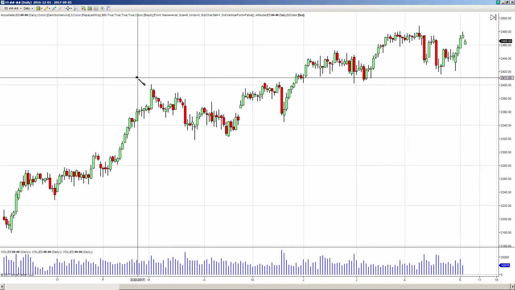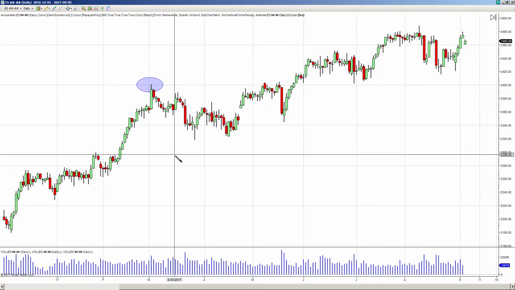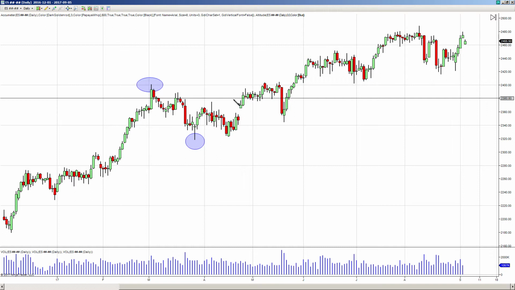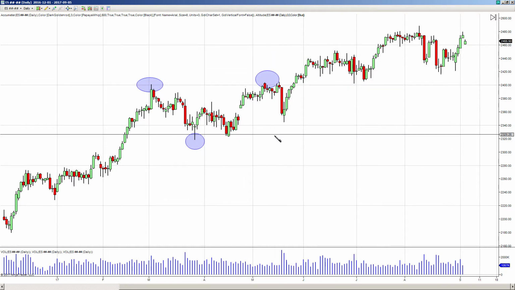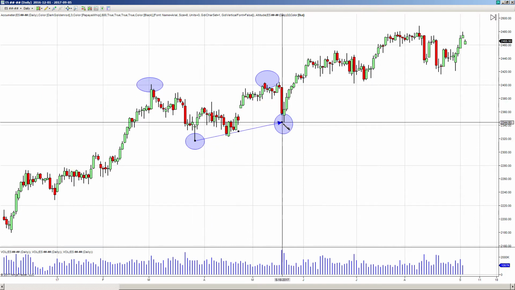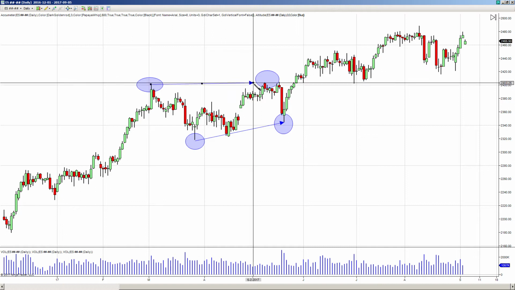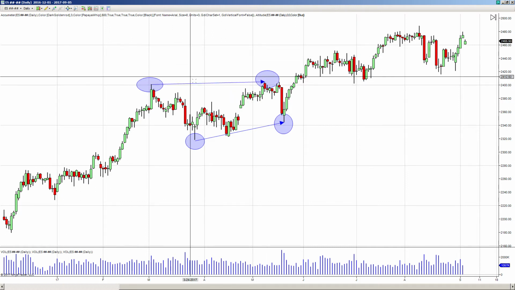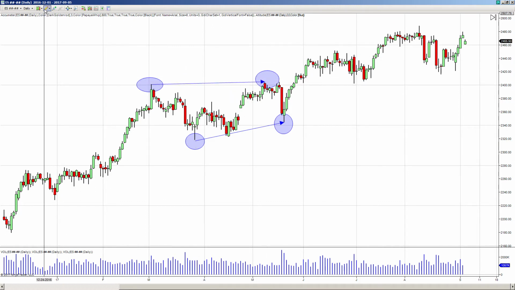So a high-low pattern is when we get a high, we get a low in the market, and then we get a new high and then a new higher low. So what we're looking for is an upwards movement between the bottoms and an upwards movement between the tops. And that's the basis of a very simple pattern.